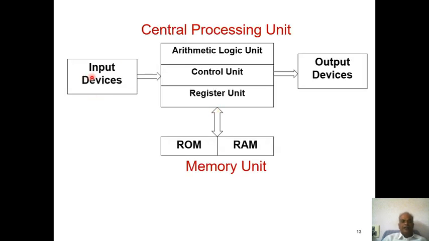Again, look at this diagram. There are four parts: the input unit, the output unit, the central processing unit, and the memory unit. All the input devices are related to the input unit, and all the output devices are related to the output unit. The central processing unit contains the ALU, control unit, and register unit. Later I will discuss all these in detail. These are the four functional units of a computer system. First, I will explain the input devices.